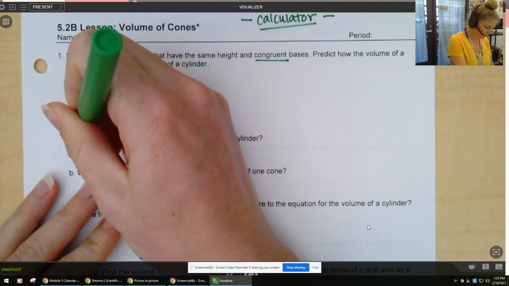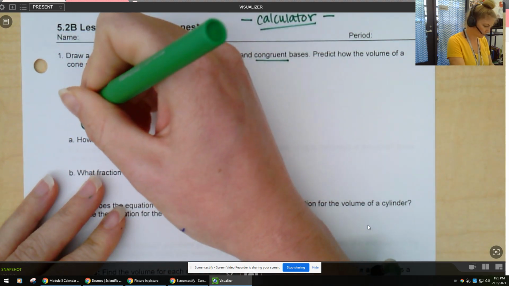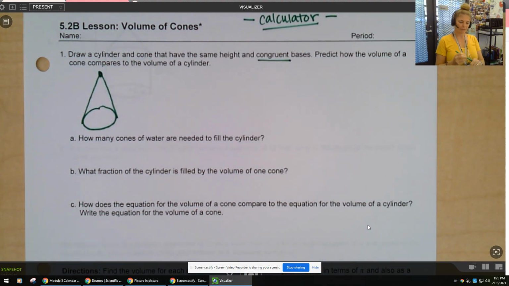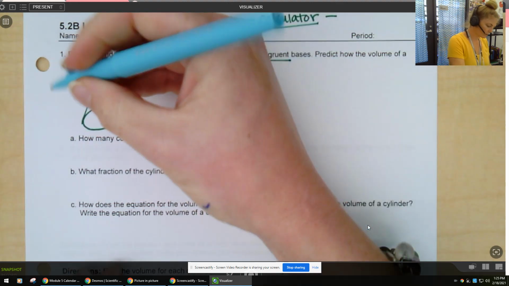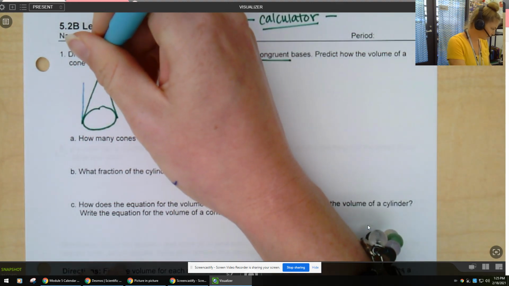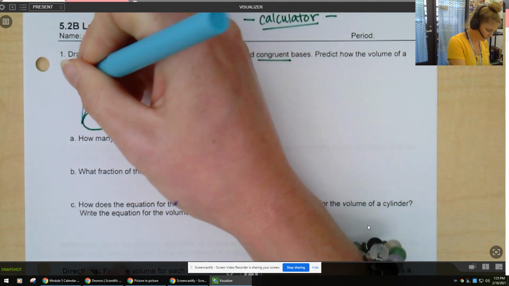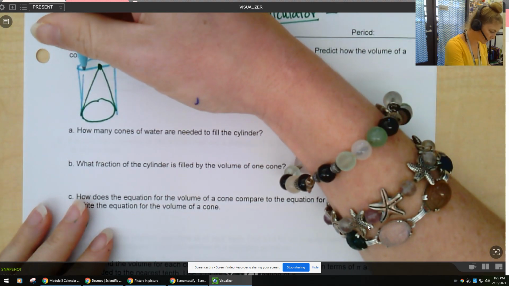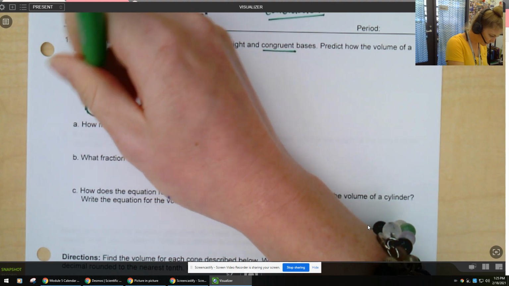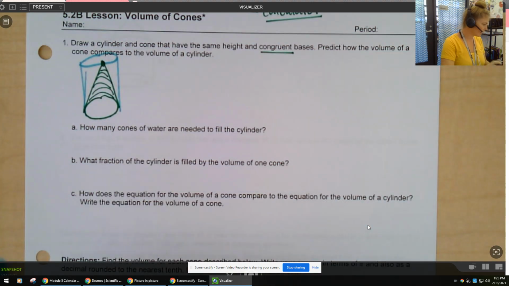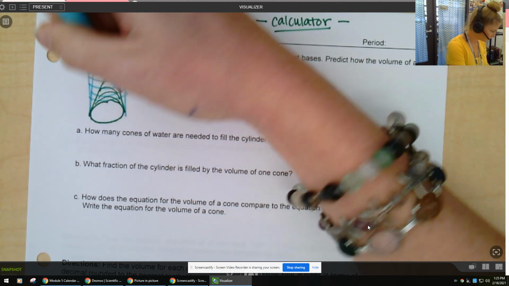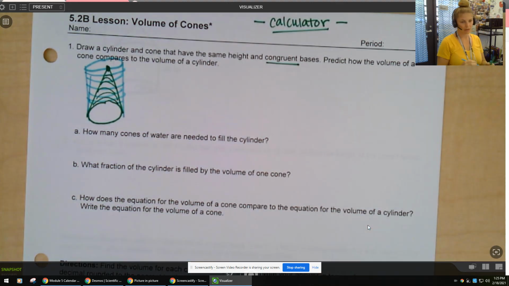So for example, here's my cone, and then my cylinder is going to go just around my cone like so. So that's pretty good. Maybe I can make it look more 3D by adding some circles around it. So there is my cone inside a cylinder.